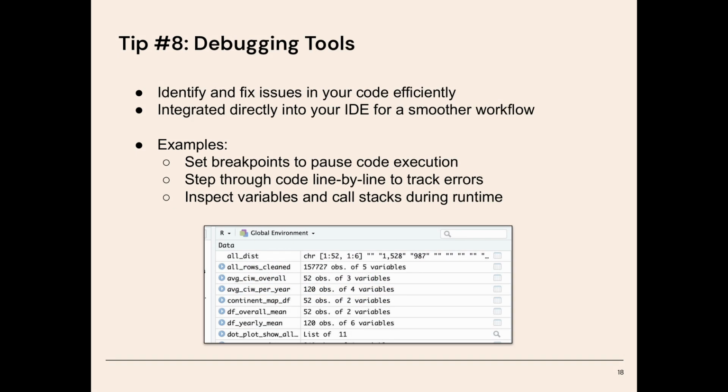Number 8 is debugging tools. Debugging is a crucial part of the development process, and modern IDEs come with very powerful built-in debugging tools. So, IDEs allow you to set breakpoints, step through the code line by line, inspect variables, and evaluate expressions during runtime, all directly within the editor. This makes it much easier to pinpoint issues and fix bugs quickly. You can use features like conditional breakpoints, call stacks, and watch lists to focus on specific aspects of your code, which makes debugging way more efficient and less frustrating.